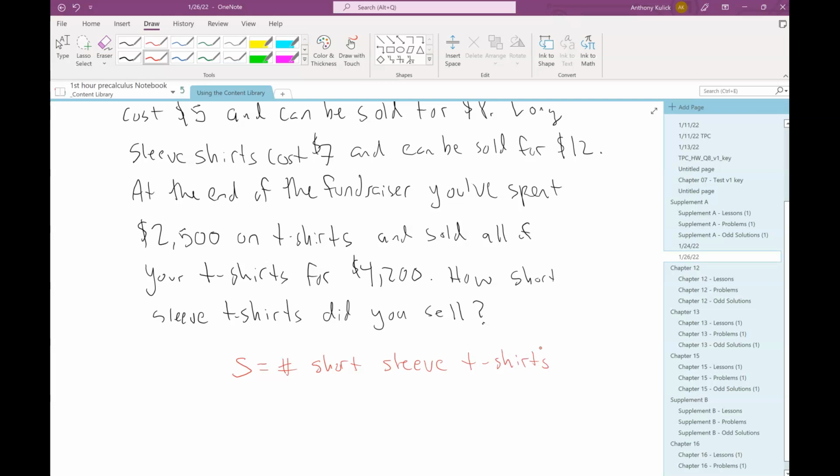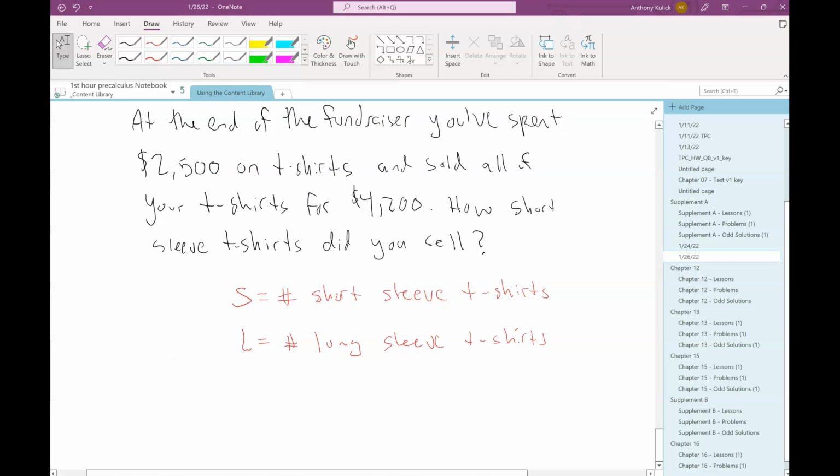No, we know the price. The number of long sleeve t-shirts, because we know the total costs and the total profit that we made was a result of sales of both of those. So we're going to need to know the number of long sleeve t-shirts also. Everybody okay with that? So we have our two variables. Now we're going to need to write two equations.